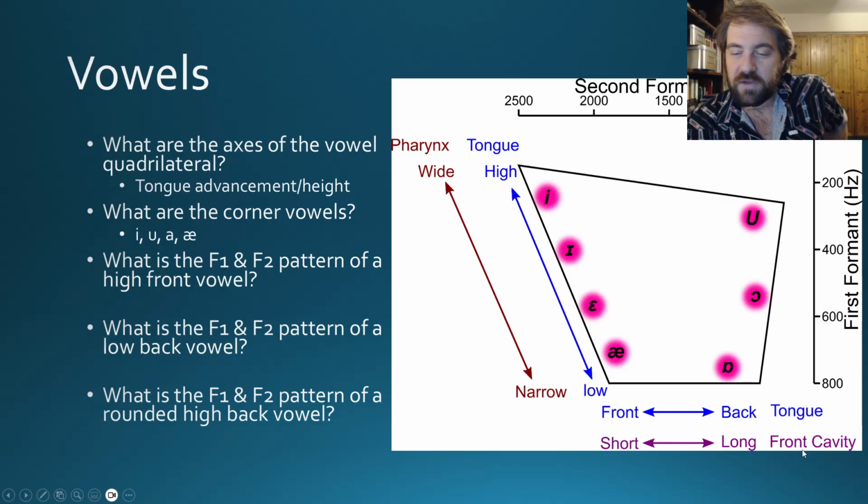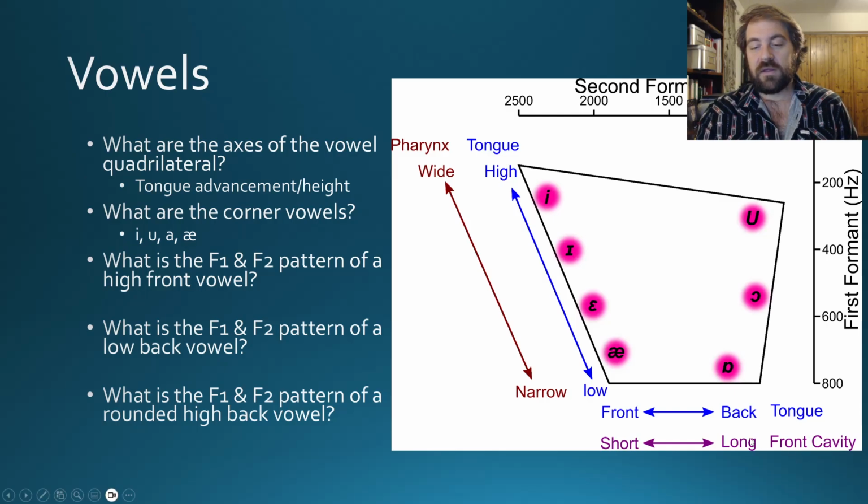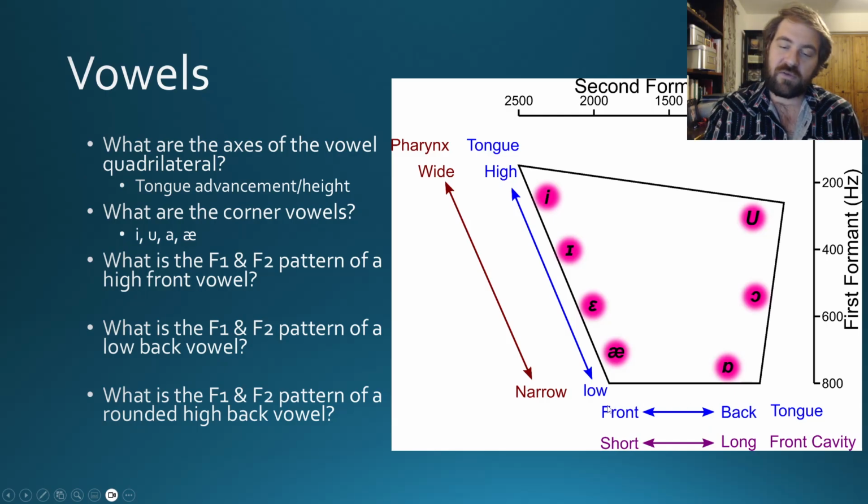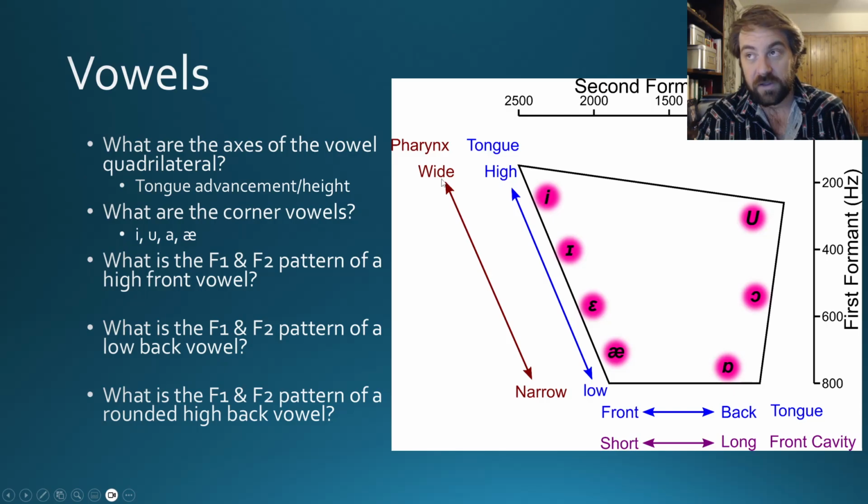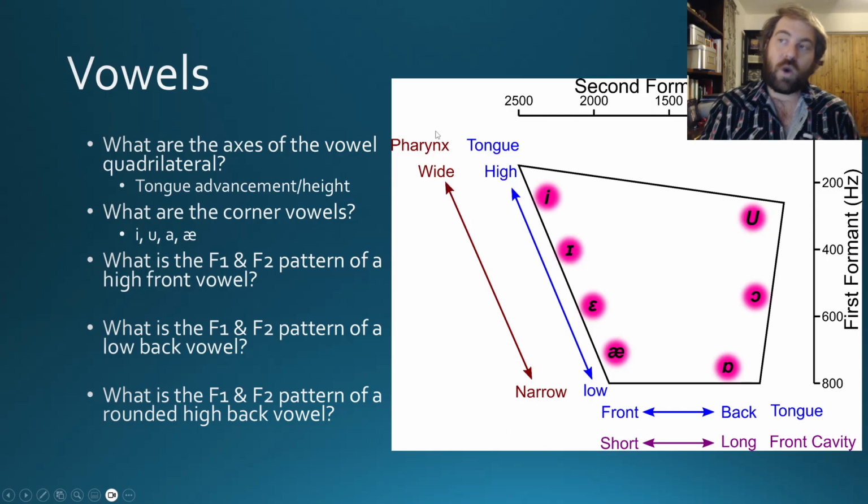And then in purple here, I've got what's going on with the front cavity. It's longer when you're towards the back here. It's shorter when your tongue is towards the front. So if your tongue is towards the back, you have a longer front cavity. If your tongue is towards the front, you have a shorter front cavity. And then we can also look at what's going on with the pharynx on this same axis. So when your tongue is low the pharynx is narrow. And when your tongue is high, the pharynx is wide.